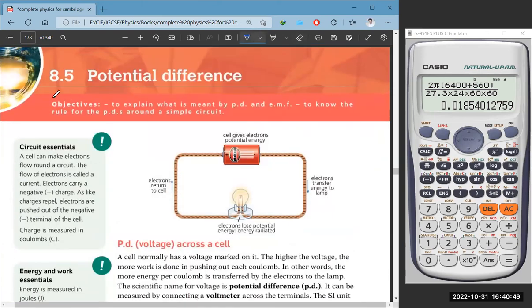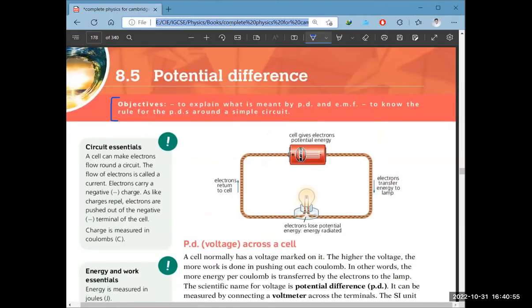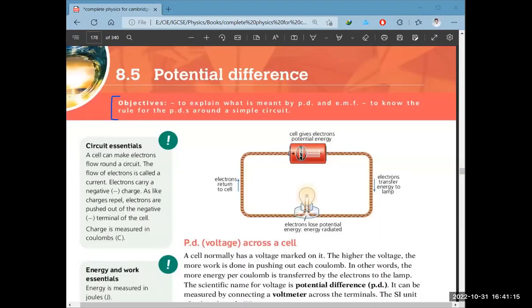Now, potential difference. What is potential difference? Lula, read the objective. Objectives: to explain what is meant by PD and EMF, to know the role of the PDs around a simple circuit. Circuit. What is a circuit?